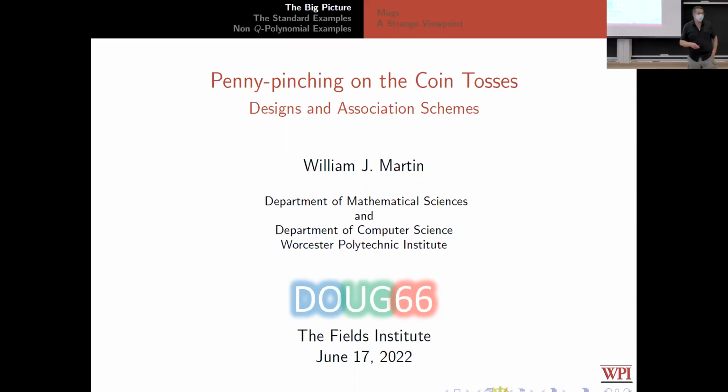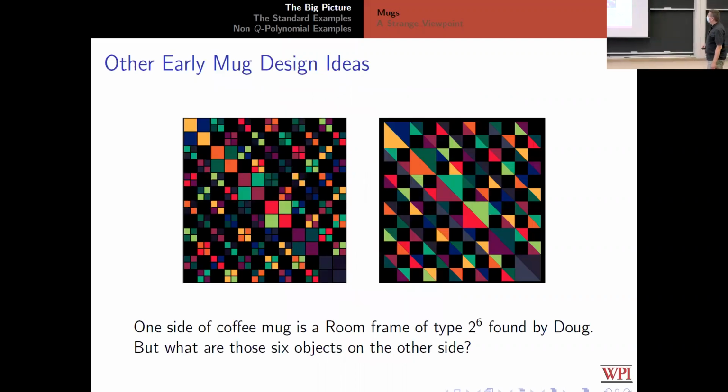This was an early idea for the Stinson mug. And then there was another early idea with squares, but that seemed too dark. And then there was an idea with a black background that didn't work with the mug. So this is a room frame of type 2 to the 6 found by Doug. But on the other side of your mug, there's a little puzzle. You have to figure out what's going on the other side of the mug.